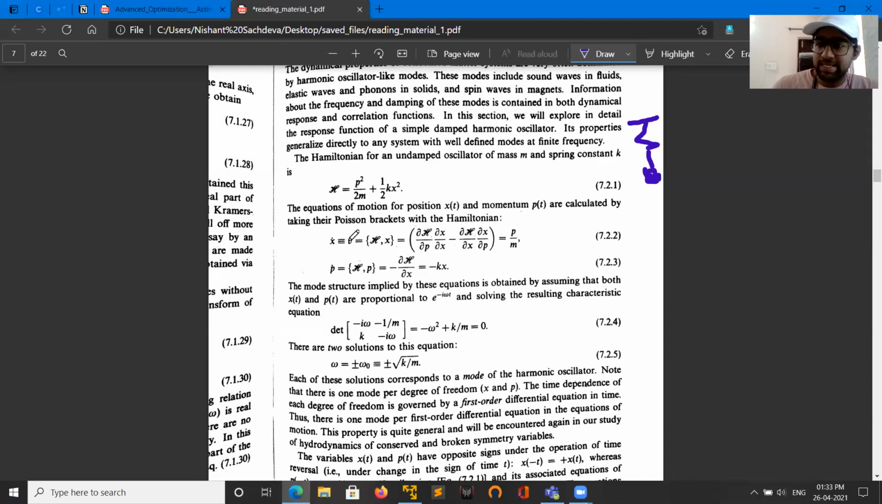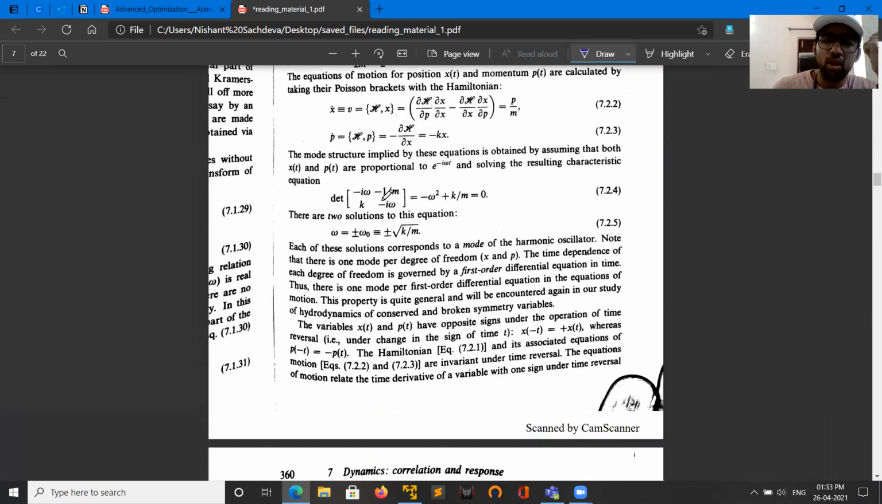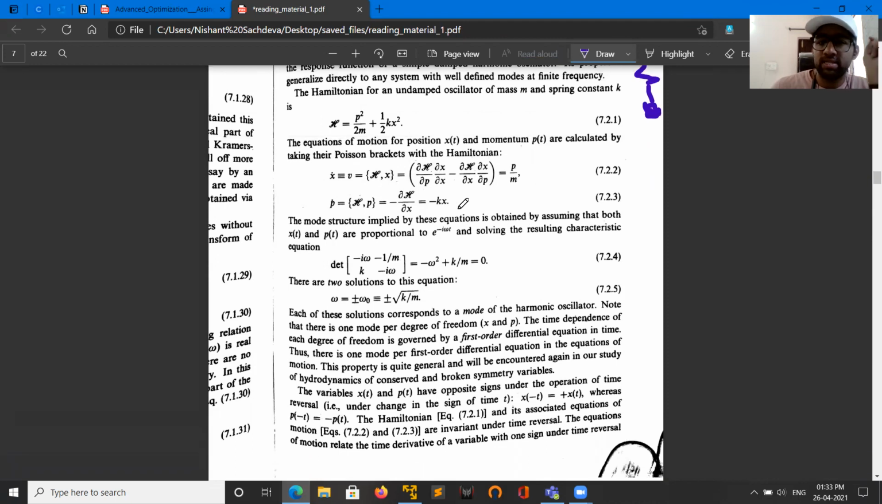So x dot is basically velocity, p dot is force, the first derivative of momentum. This is the notation for the Poisson bracket. This comes out to be p by m, and the momentum equation comes out to be minus kx. Minus kx, we know that a spring stretched by an amount x applies a force minus kx, in the opposite direction. That's something we know.